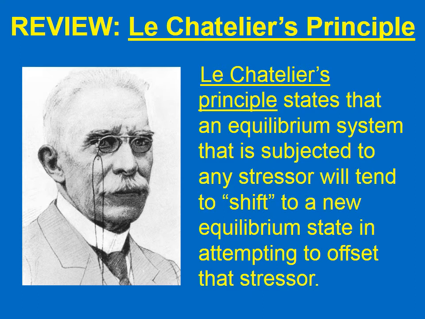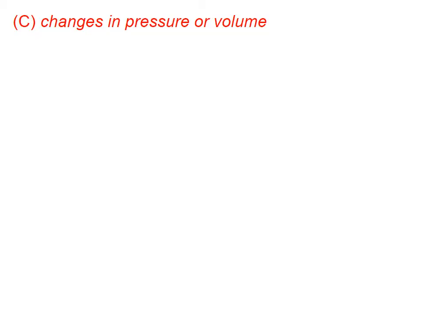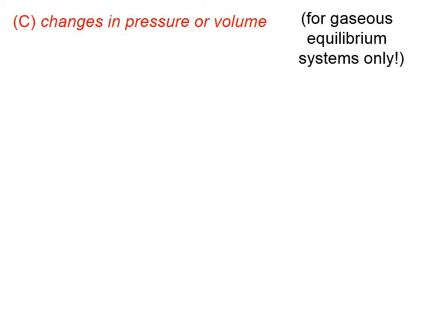Le Chatelier's principle states that an equilibrium system that is subjected to any stressor will tend to shift to a new equilibrium state in attempting to offset that stressor. Previously, we talked about Le Chatelier's principle with regard to concentrations of substances in an equilibrium system and the effect of a catalyst. Now, we're going to deal with Le Chatelier's principle as it pertains to changes in pressure or volume for gaseous equilibrium systems.